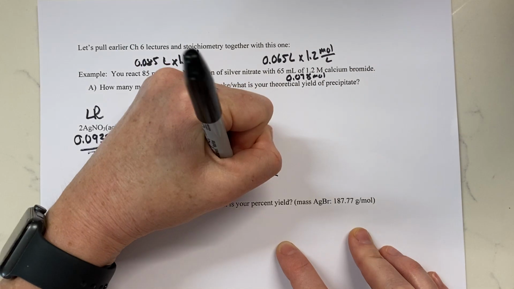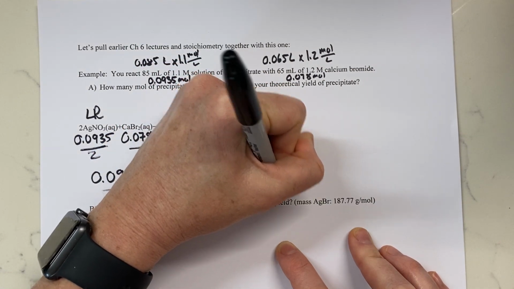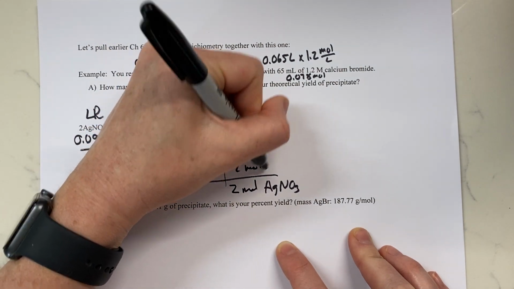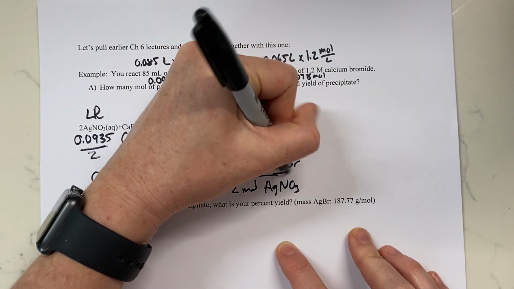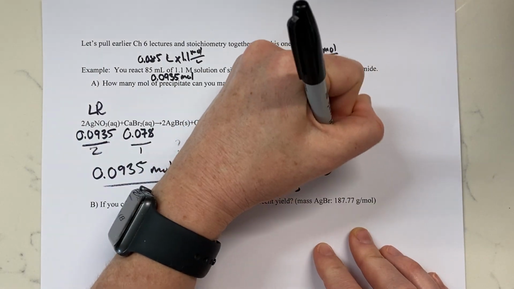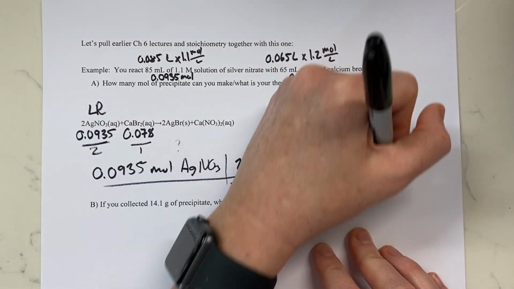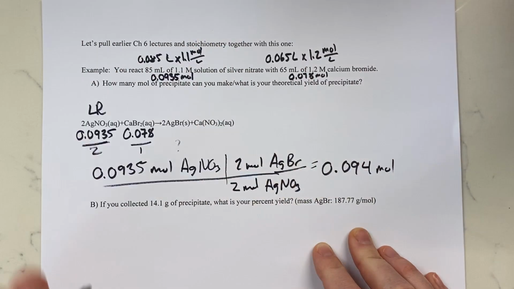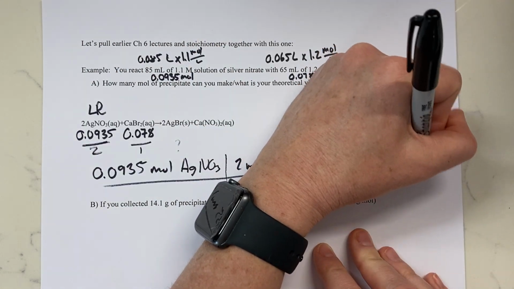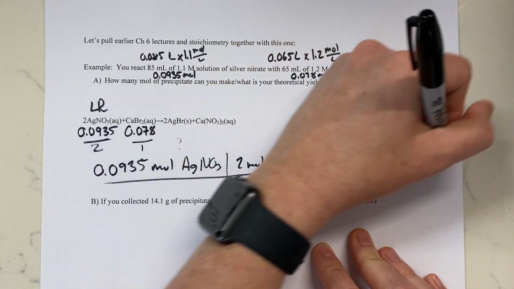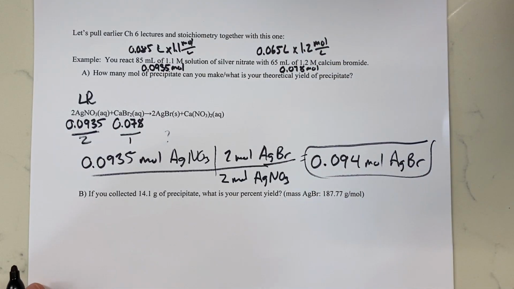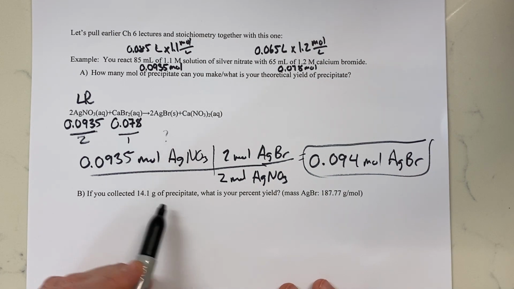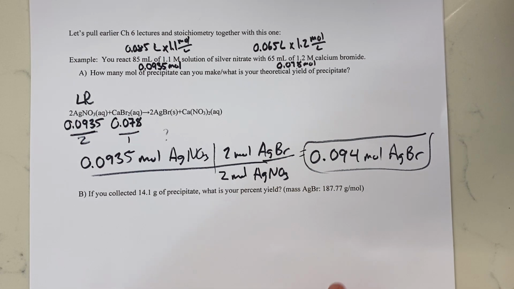I know for every 2 mole of silver nitrate, I get 2 mole of silver bromide. In other words, 0.0935 or 0.094 mole of silver bromide is my theoretical yield. Now it says, if you collected 14.1 grams of precipitate, what is your percent yield?